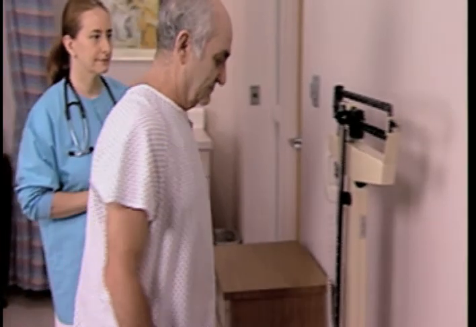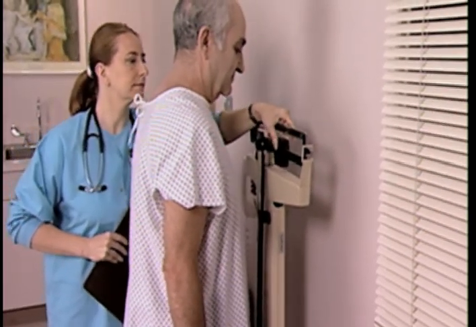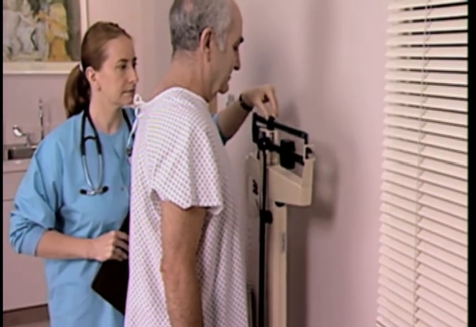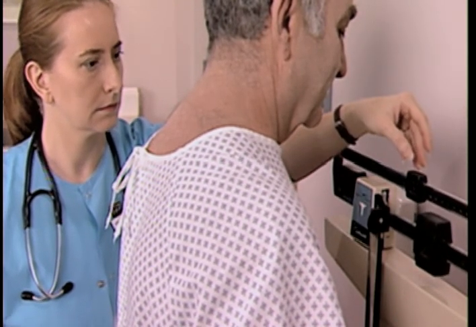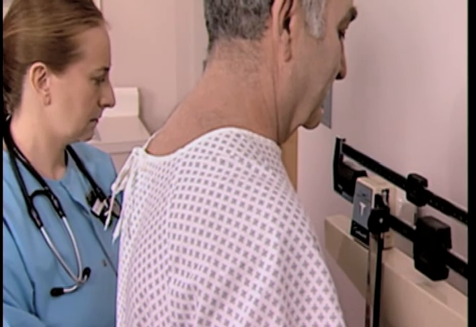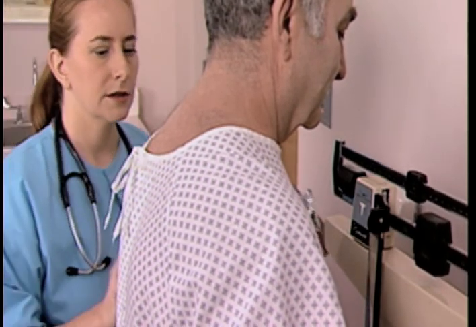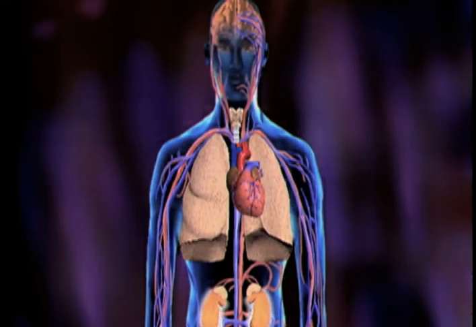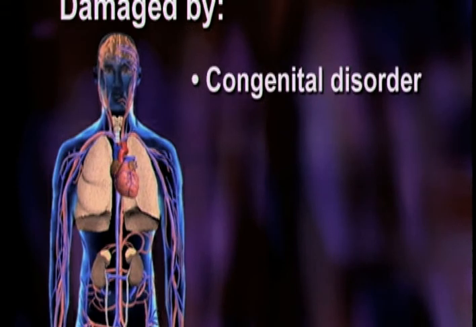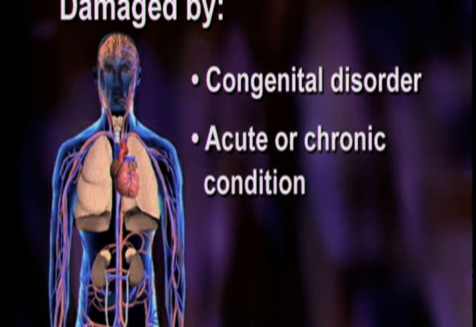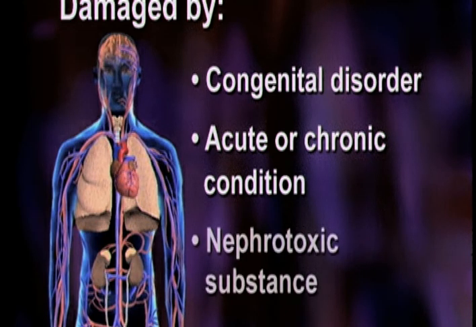When it comes to maintaining homeostasis, the kidneys may be the body's most important organs. That's why kidney or renal failure so easily upsets the body's chemical balance, sometimes with deadly consequences. As you know, renal failure can be temporary or permanent. It occurs when kidney structures are damaged by a congenital disorder, an acute or chronic condition such as cardiogenic shock or hypertension, or a nephrotoxic substance such as an antibiotic.